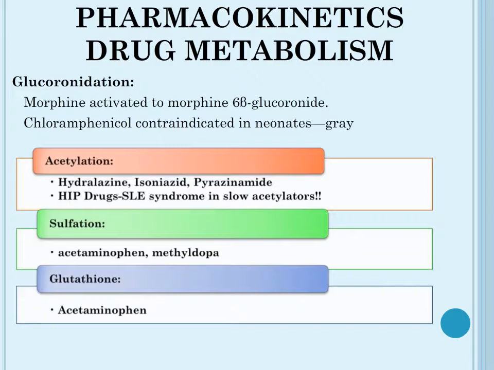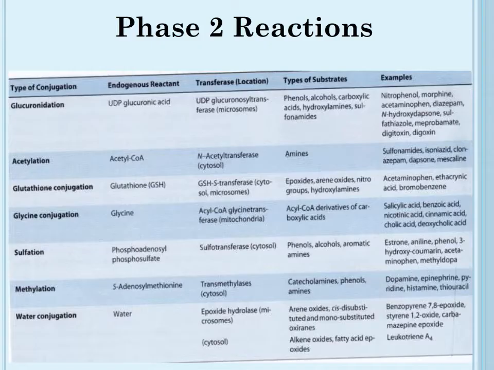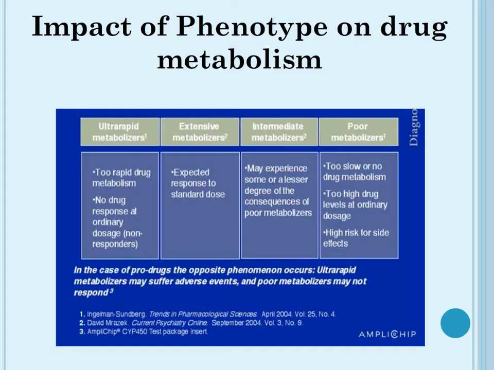The other important high-yield information is that some patients may be slow acetylators. In slow acetylators, they will present with the butterfly rash or the SLE syndrome. And the most important drugs involved here: hydralazine, isoniazid, and procainamide. It should be procainamide and not pyrazinamide. So this is just for information as to all the phase 2 reactions that happen, but basically glucuronidation, glutathione conjugation, and acetylation are most important.